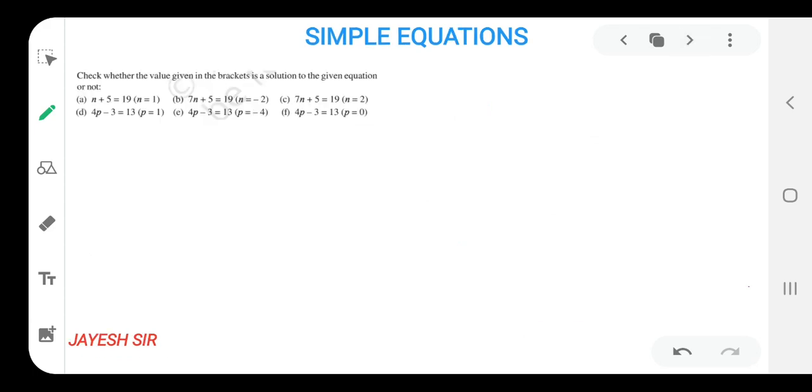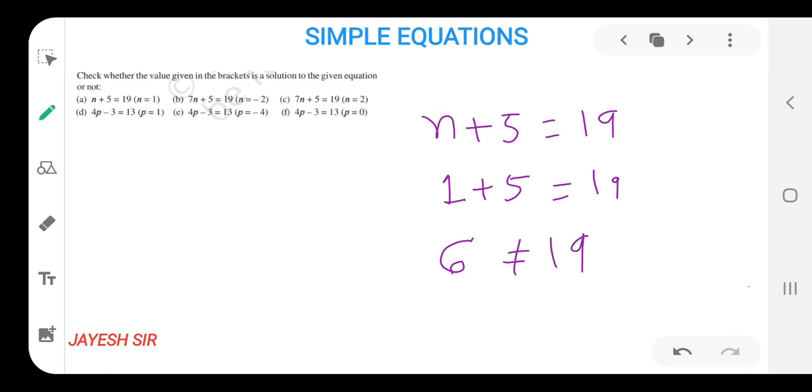So let us begin with the next question, that is: check whether the value given in the bracket is a solution to the given equation or not. Here the first question is n plus 5 equals 19. We have to put the value of n as 1. So I am putting the value of n as 1, 1 plus 5 is equal to 19. That means 6 is not equal to 19. That means it is not the solution.